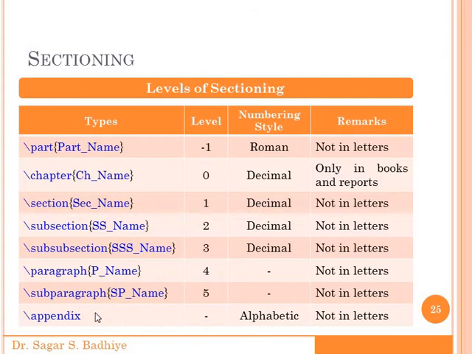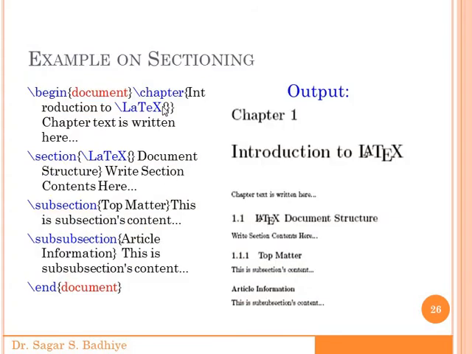The last is the appendix. We don't provide any level to appendix, but this is the last, and appendices generally use alphabetic numbering style, and they are also not available in letters. So this is an example of sectioning.